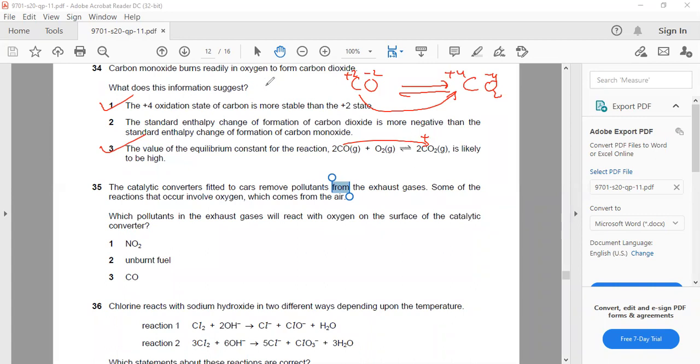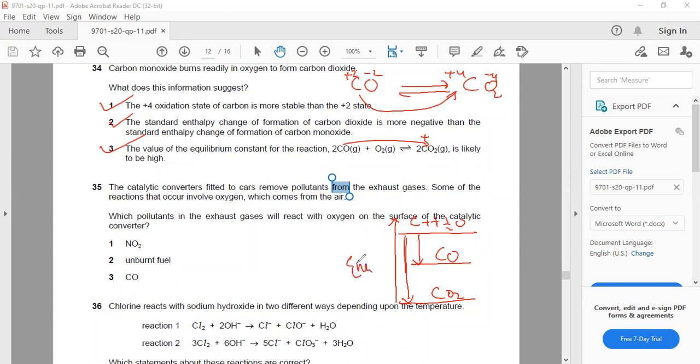Okay, let's do number 2. Standard enthalpy change of formation of carbon dioxide is more negative. Achha ji. How will we understand this? Suppose you have elements here, carbon plus oxygen. Suppose you are making carbon monoxide and you are making carbon dioxide. Carbon dioxide will be more exothermic, right?